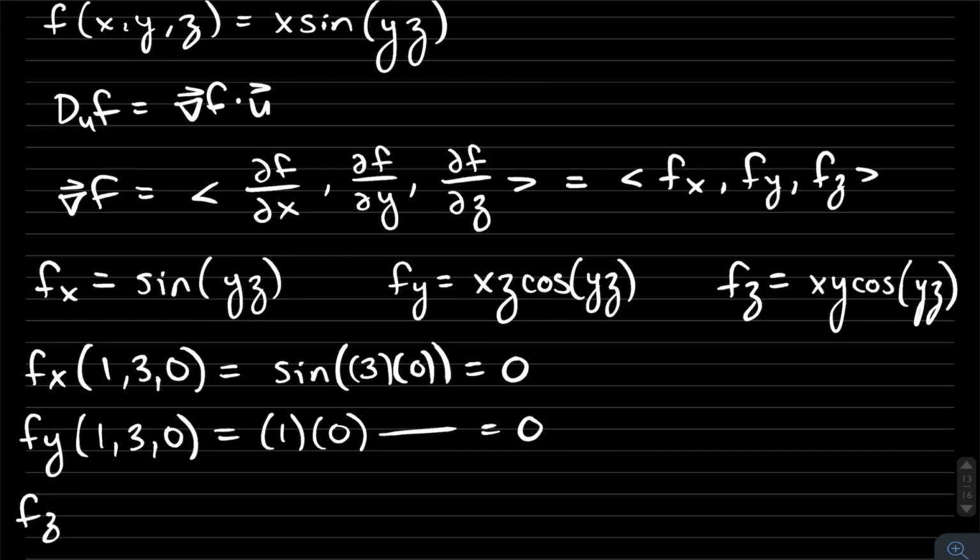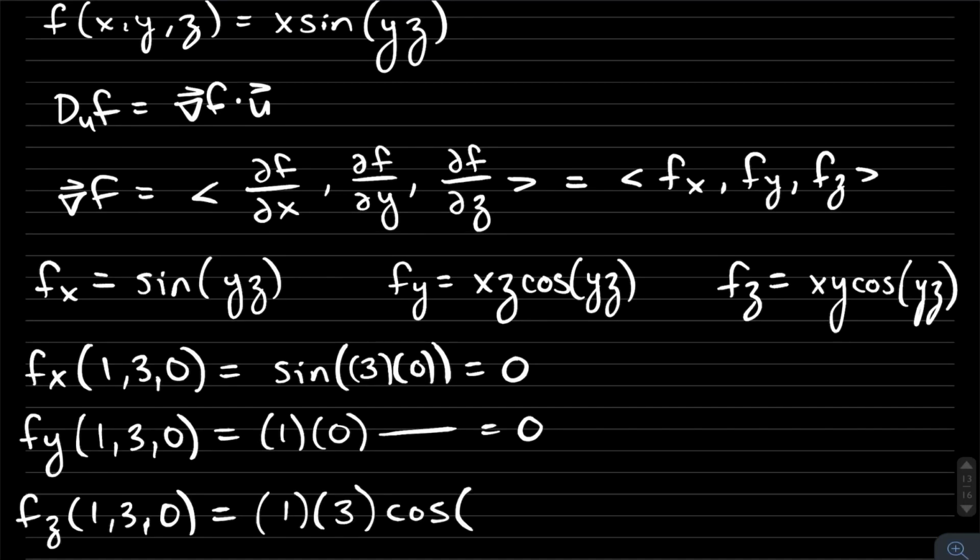And then we have f sub z, which, again, we want to find at 1, 3, 0. We have our x is 1, our y is 3, and then we have cosine of y times z, which is 3 times 0. And cosine of 0 is 1, so this just ends up being 3.